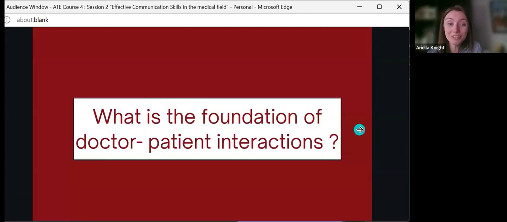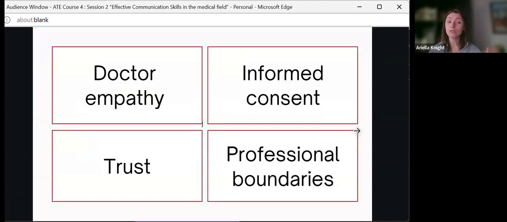We did layman's terms and we did sugar coating. So now we're going to talk about a few other phrases that you will hear commonly when discussing communication between doctors and patients. We have doctor empathy, we have informed consent, we have trust, and we have professional boundaries.